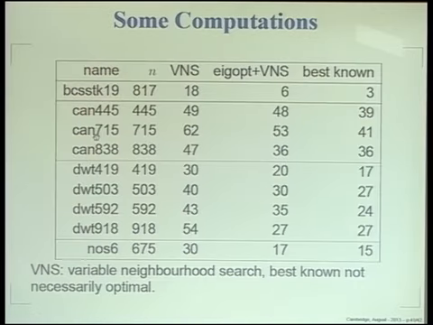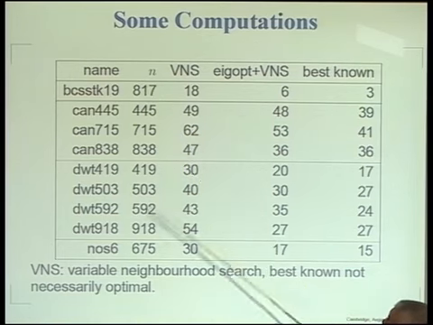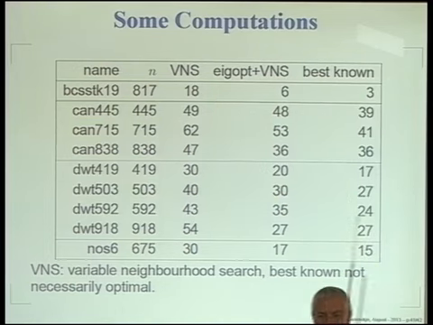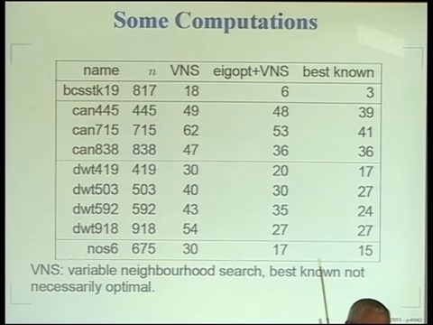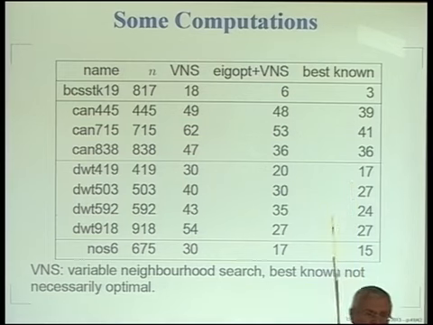So here are some results on some instances from this matrix collection. Here's the size of the matrix. I think none of the sizes is smaller than 400, and the largest one is 900. The interesting thing is these 3 columns here. VNS is simply one of the heuristics that people use to find vertex separators. I think it's called variable neighborhood search. So you start out somehow and try to improve by local search. Now this is what we find if we use as a starting solution what we've got from our eigenvalue optimization.